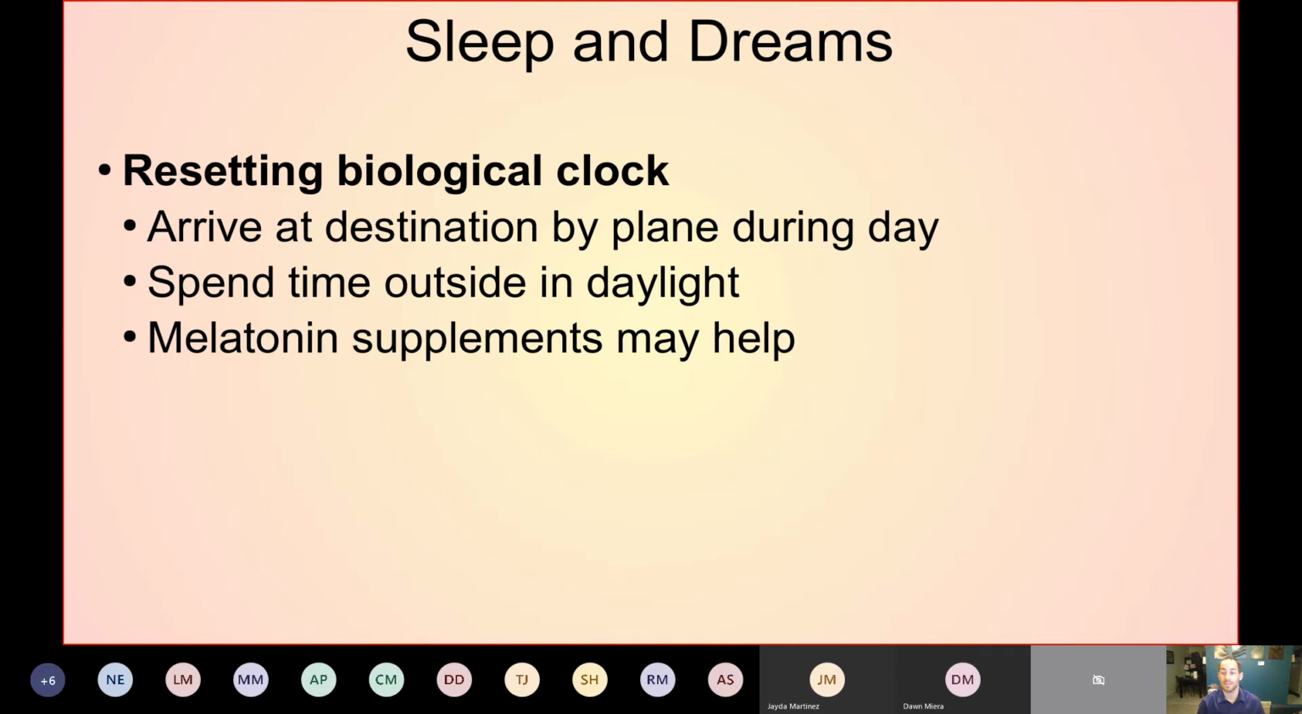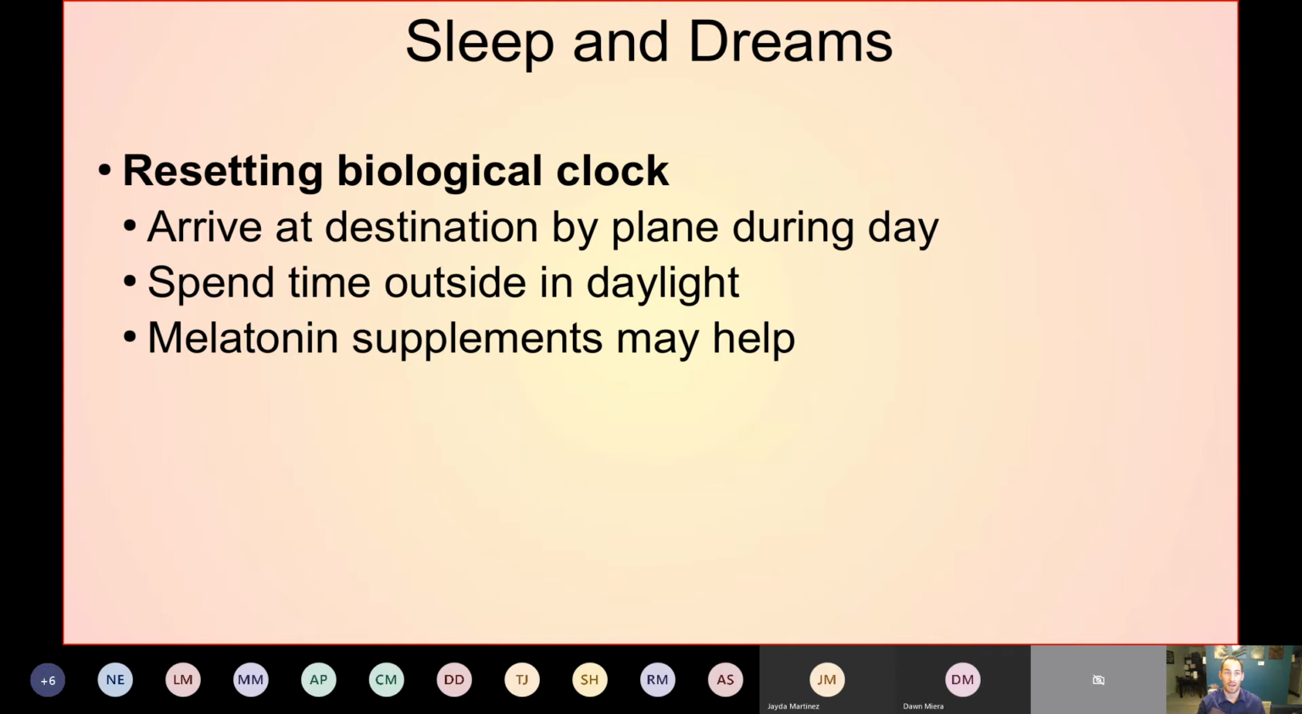Then melatonin supplements at night, and then going to sleep at night will help as well. So as an example, I took a flight to Spain, a red-eye flight, because it was the cheapest one. But I arrived at 6:30 in the morning, so the sun was just coming up. So I knew these tips, and I mean, I was in Spain. I was a little excited to see things, so I stayed awake.